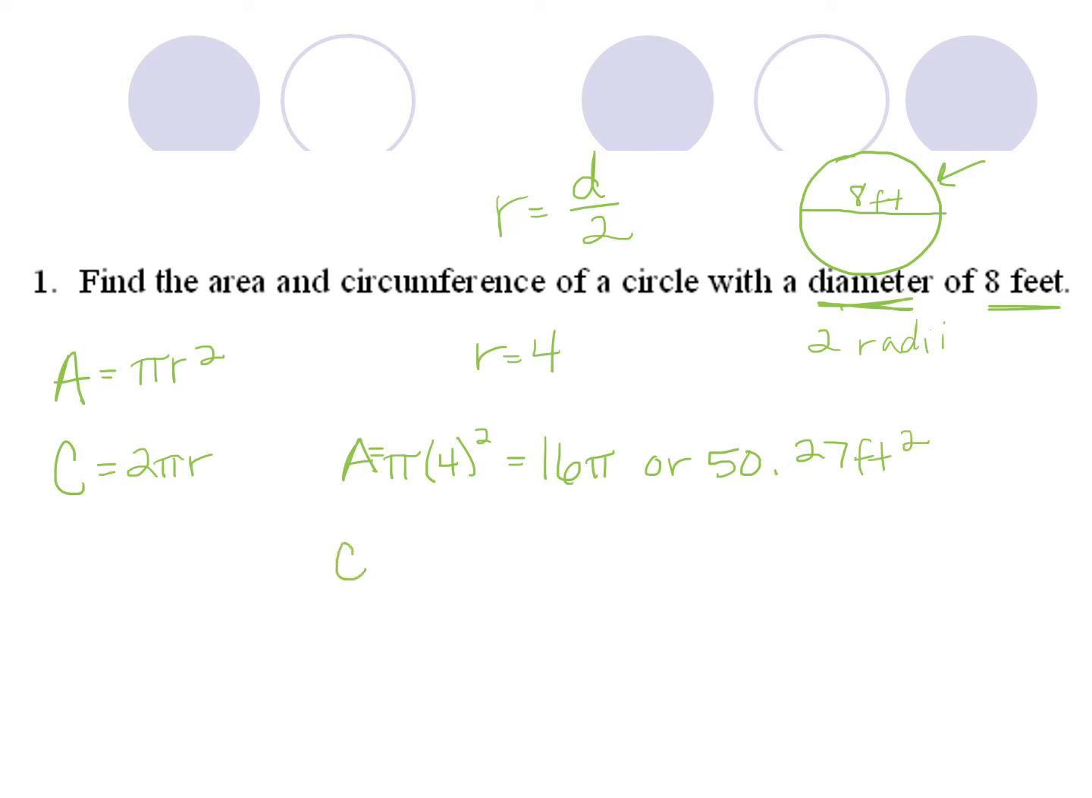Now circumference, on the other hand, again, all we're going to do is plug in for r. R is 4, so it looks like we're going to get 8 pi. Or when you type that into your calculator, you should get back the number 25.13 feet. And again, it's not squared because circumference is just the perimeter, it's the distance around. Area is the one that you will square.